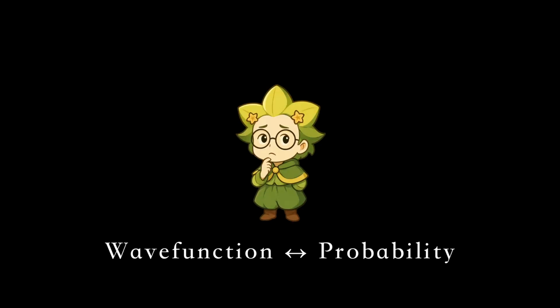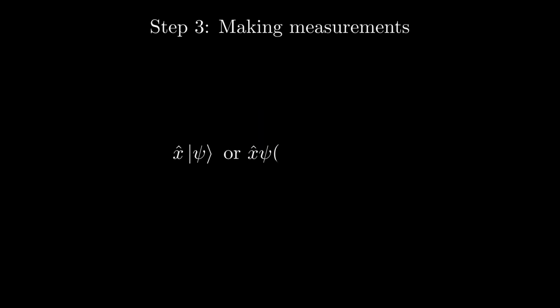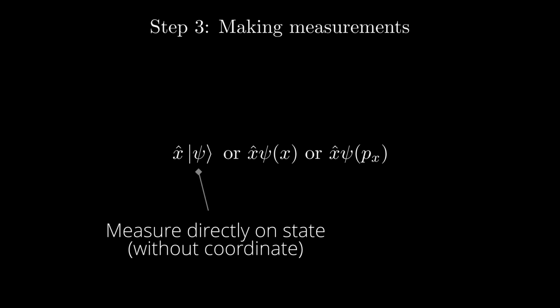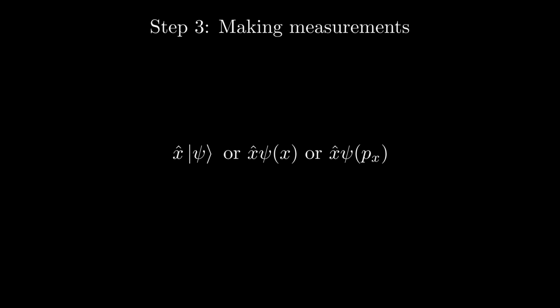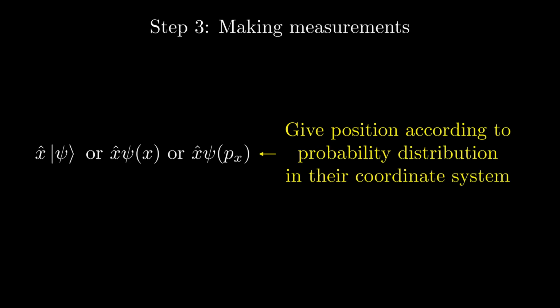Now we know how the wave function relates to the probability of measurements. How about making a measurement itself? Well, we do so by placing what we call an operator next to the state or wave function. These are properties with a little hat on it. Note that when measuring, we can measure directly on a quantum state, so the coordinate is not absolutely necessary. But it is certainly very useful to have, because that's how we can actually draw values from the probability distribution.